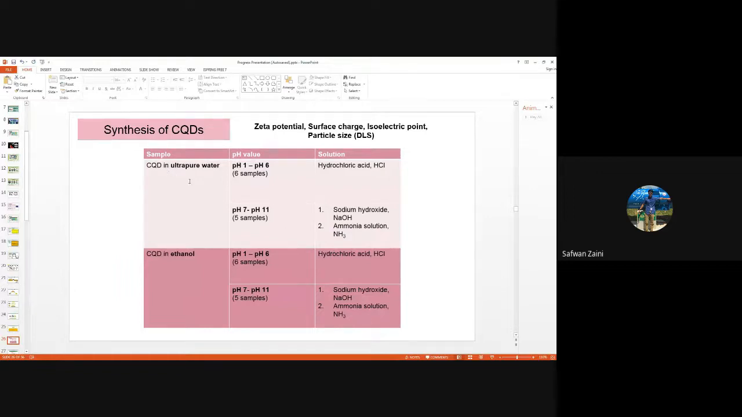Here we dispersed the CQD in ultra pure water and ethanol. For the acidic condition, we added hydrochloric acid, and for the alkaline condition, we added sodium hydroxide and ammonia solution in order to give the basic condition.